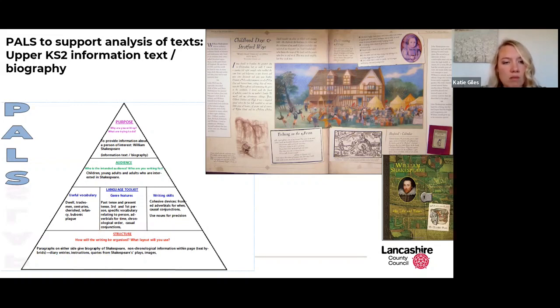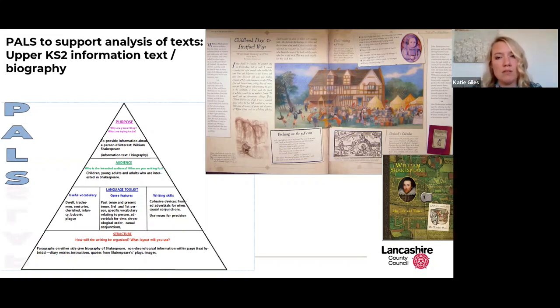So I have focused on words such as dwell, tradesman, centuries, cherished, infancy, and bubonic plague. Some of those words I have pulled out because they are specific to biographies, or they might be words that children will use in their own biographies that can support that writing. So words such as centuries and cherished, and infancy, they might use within their own information biography hybrids.